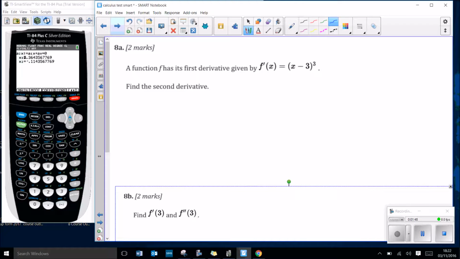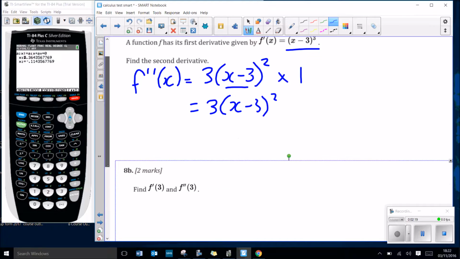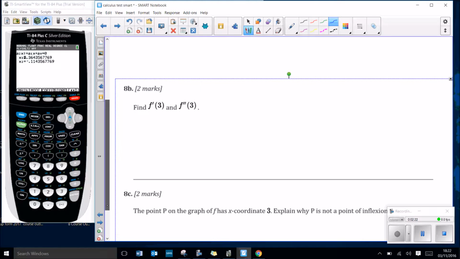So a function has its first derivative given by that expression. Find the second derivative. So we're using the chain rule here because we have a function of a function. So the second derivative would be, the power comes in front, we have our bracket as normal, we take 1 off the power, we then multiply by the derivative of what's inside, which in this case is just 1, but I'm just showing the method. So we've got 3 bracket x minus 3 squared. That's that one done. And find f dash 3 and f double dash 3.